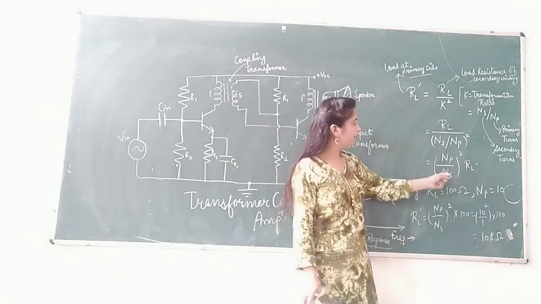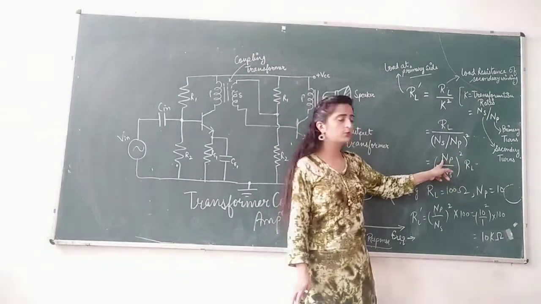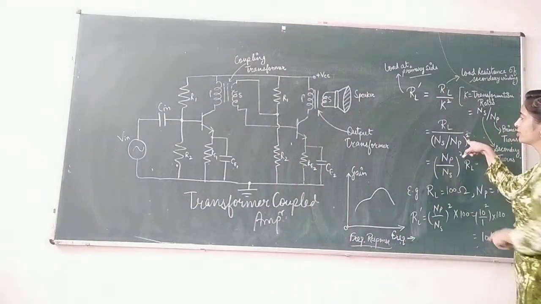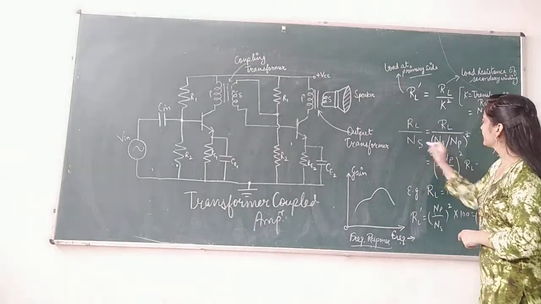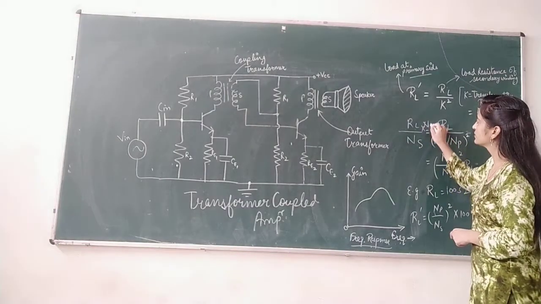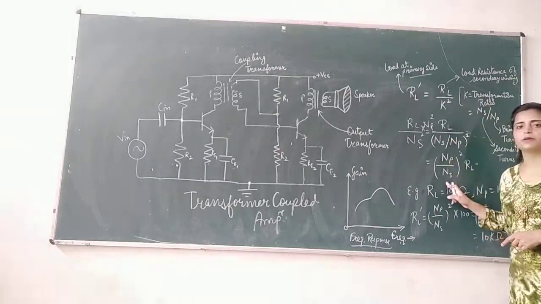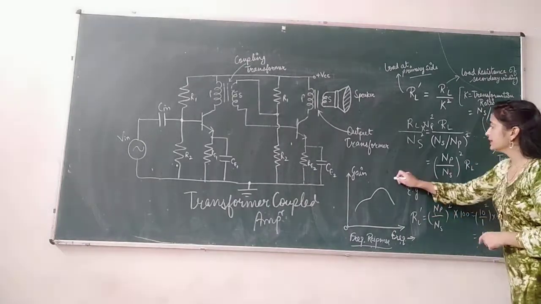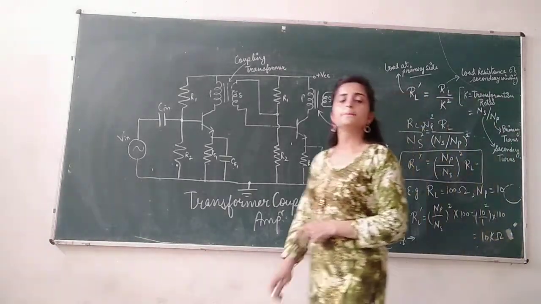And if we have to show it in this manner, then the Np will come to the upper side and Ns will come to the lower side. If we solve this equation, then it will become RL divided by Ns, and the Np was in division, so that is why it will go to the upper side. So it will become like this: Np square over Ns square. So we can write it as Np by Ns whole square into RL. So this is basically the load resistance at the primary side.